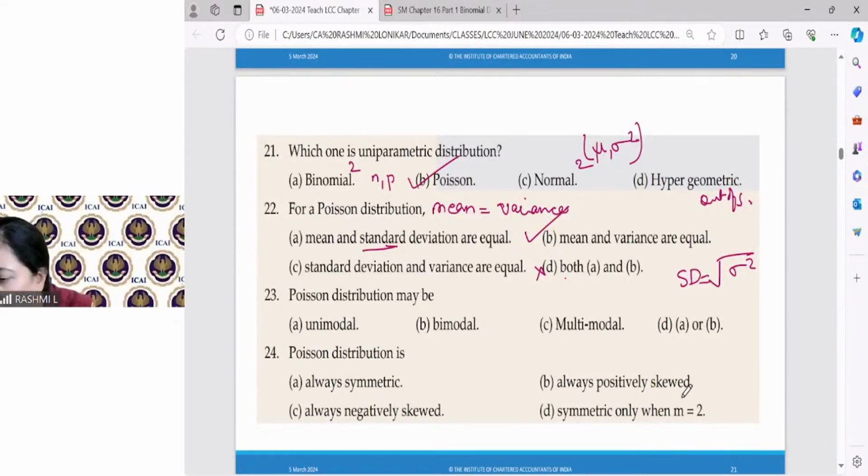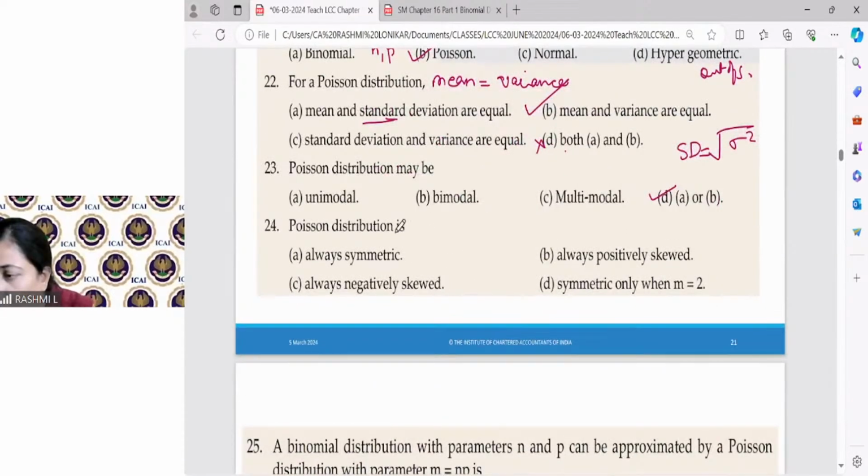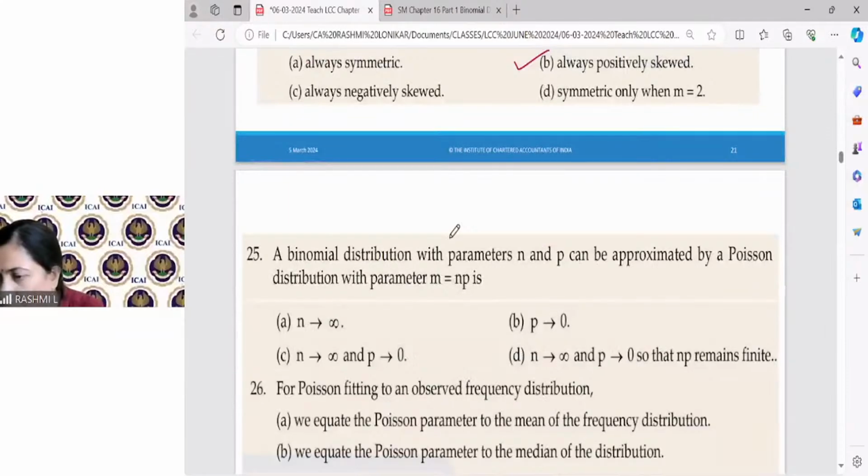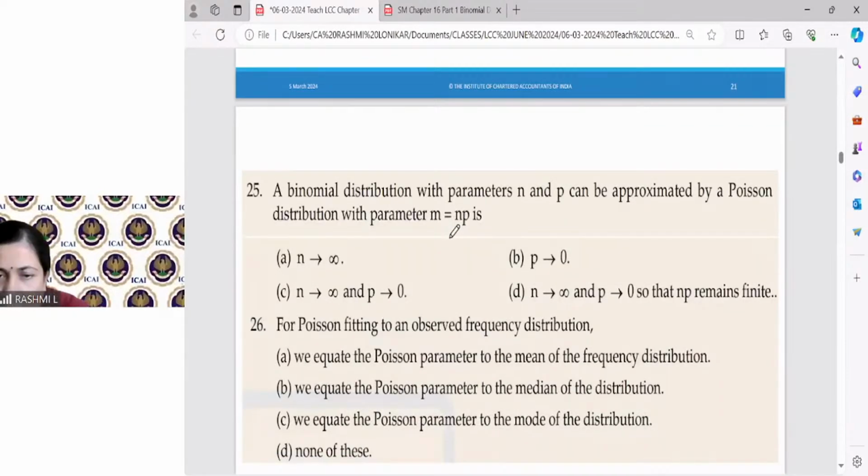Then Poisson distribution may be unimodal or bimodal, multimodal or A and B. Okay, so this is like we did for binomial also. D is the correct answer. Yes, because it is unimodal sometimes, it is bimodal sometimes. Okay, it's not multimodal. It's not more than two. It can be unimodal or bimodal. Okay. So Poisson distribution is always symmetric, always positively skewed, always negatively skewed, symmetric only when m is equal to 2. It is always positively skewed. Okay. So we will see how it happens. I'm just telling you the theoretical answers now. Okay.